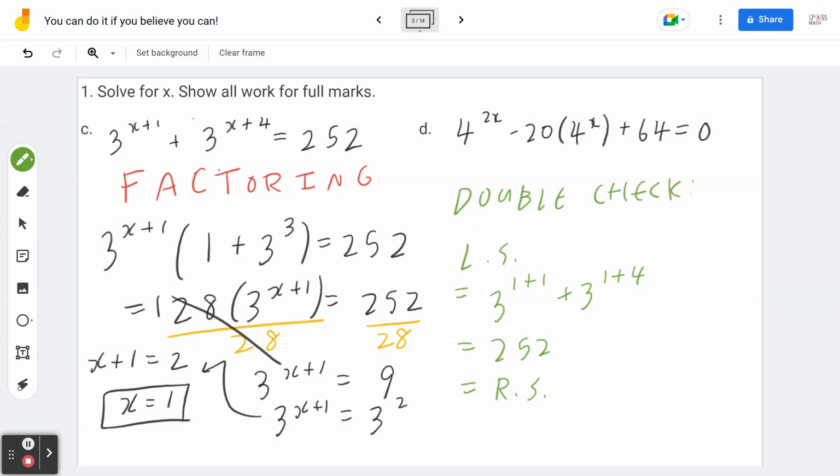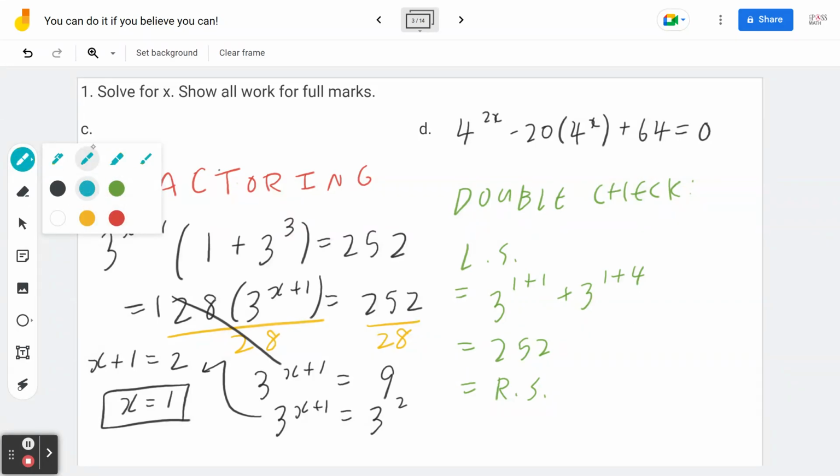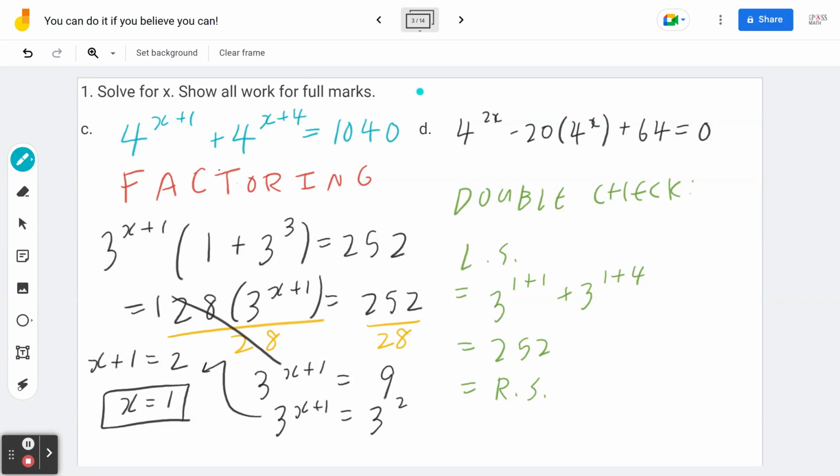Again, I would like you to try one more on your own before we do part D. So I'm going to erase the original question, of course. Here's the new one I would like you to think about. And yes, I'm going to keep the same hint, which is going to be factoring. So you're going to try 4 to the power of x plus 1, plus 4 to the power of x plus 4, which equals 1040. So again, pause the video. When you're done and you press play again, I'll be here.